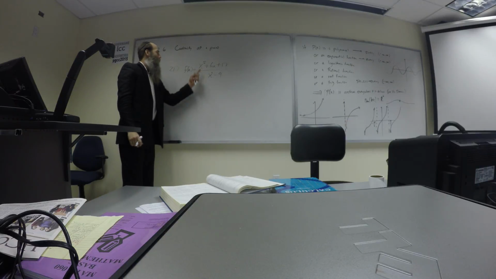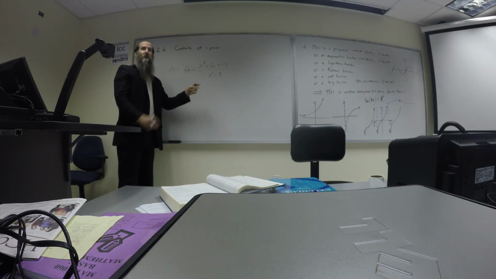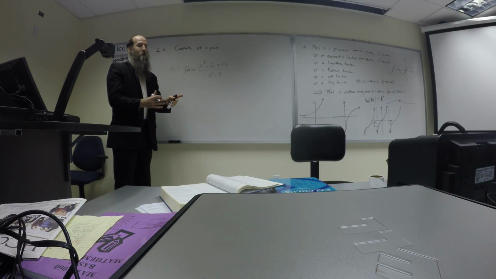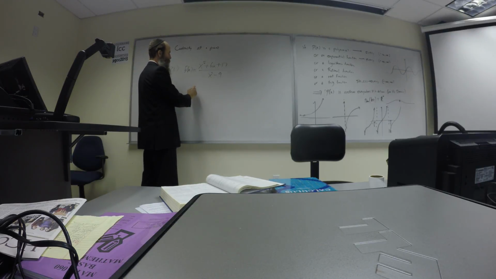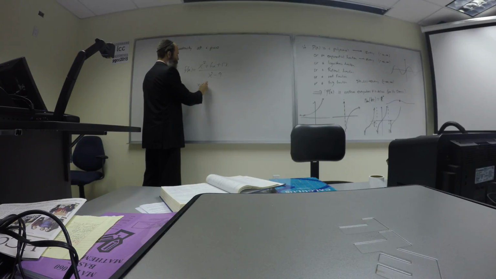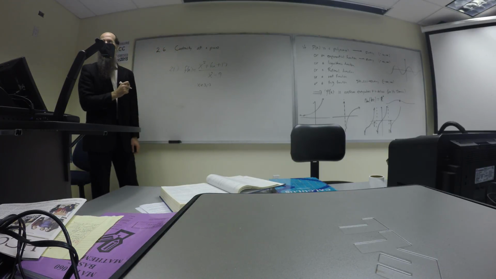Well, the top is continuous everywhere. It's a polynomial. The bottom is continuous everywhere. It's a polynomial. And I'm taking their ratio. So they're going to be continuous everywhere except for where the bottom is 0. Right. Which happens where? Plus and minus 3. Right. x cannot be 3 or negative 3. That's where this thing will fail to be continuous.